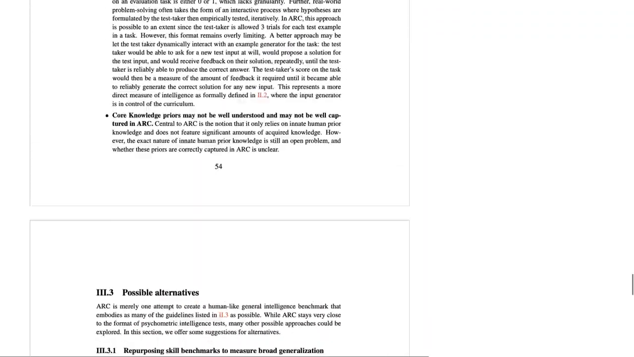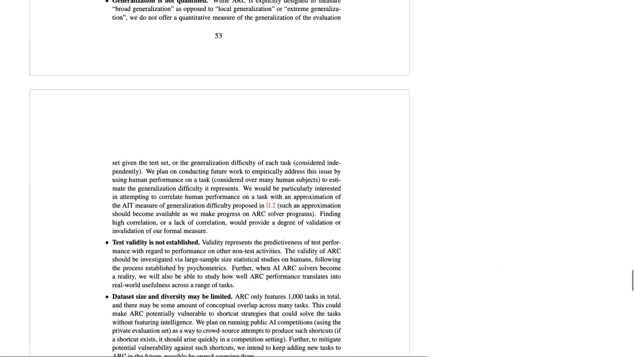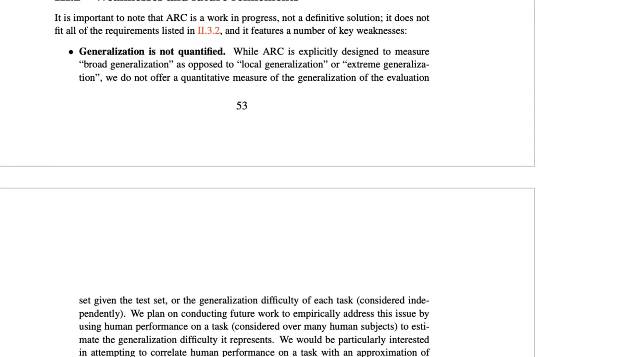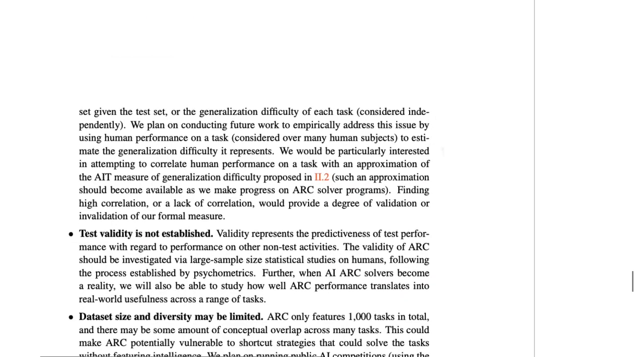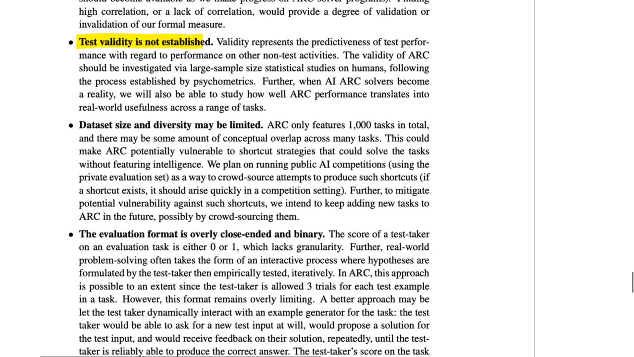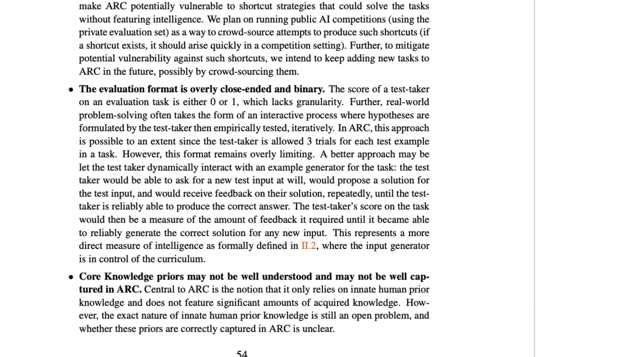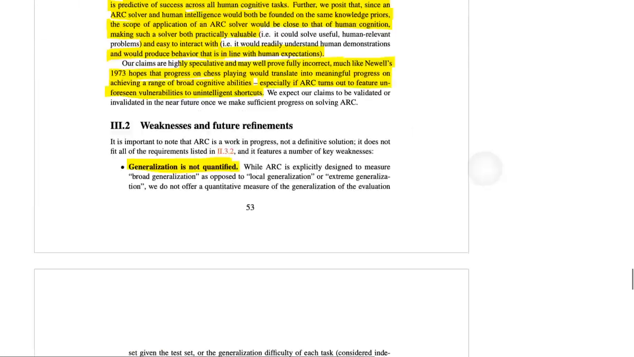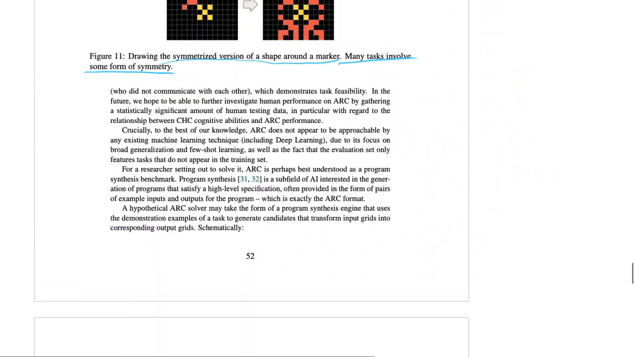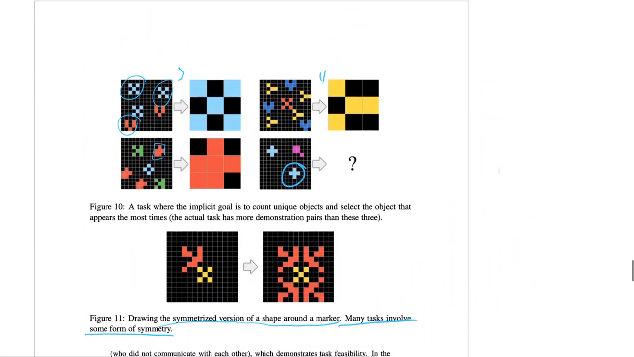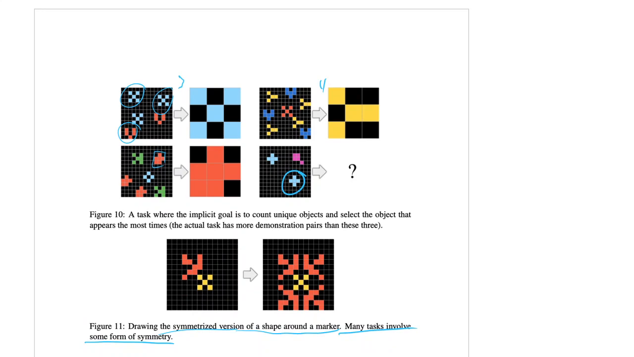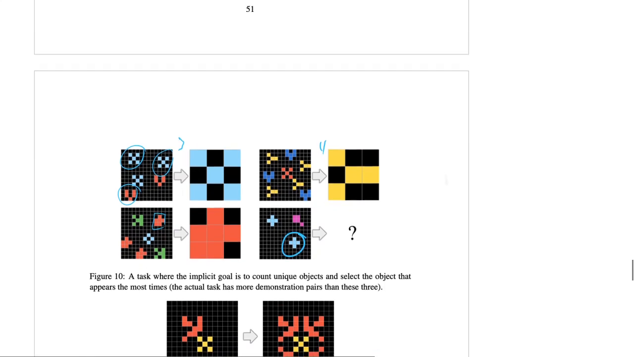All right, they go over some weaknesses right here, criticizing their own thing. Generalization is not quantified, so they have a measure of generalization in the previous chapter, but they don't use it right here. Test validity is not established, dataset size and diversity may be limited, and so on. But in my mind, I would not consider this as an AGI task or anything like this. I'm pretty sure the solution to this will come in a form, again, where people don't really think it exhibits intelligence. But I do like the task as such.